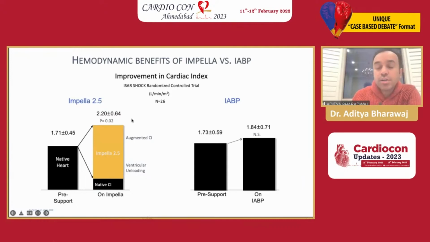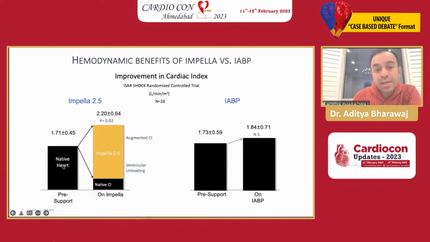So the ISAR-SHOCK trial was talked about. This was a trial looking at Impella 2.5. Remember, not the CP. It was the 2.5 versus balloon pump. It was a small trial which was definitely underpowered to detect any clinical outcomes. But we do have some other data from this trial which showed that in the Impella 2.5 arm, when patients were supported with Impella, the Impella actually augmented the cardiac output by about 2.2 liters per minute.